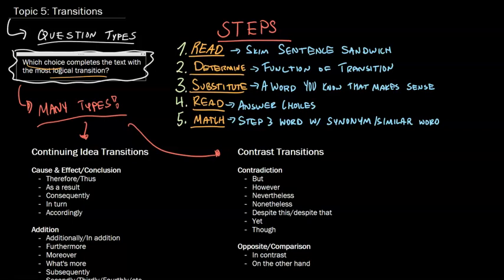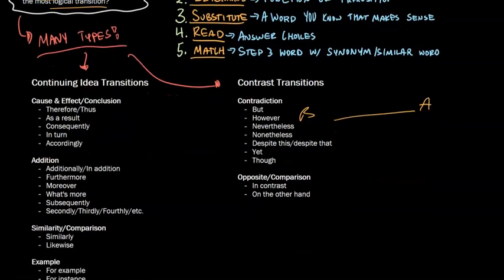So how can you do that? The first thing you want to do is skim what we call a sentence sandwich, and that means you have the sentence that you're focusing on with a blank, you have the sentence before, and you have the sentence after. Okay? Then you're going to determine what the function of that transition is. What is it trying to do?